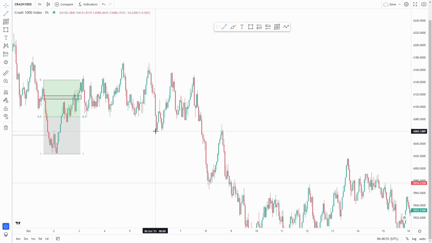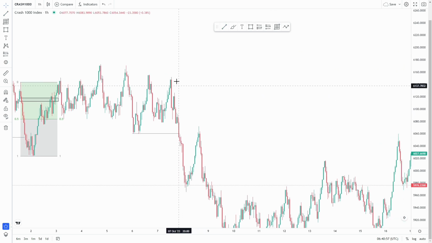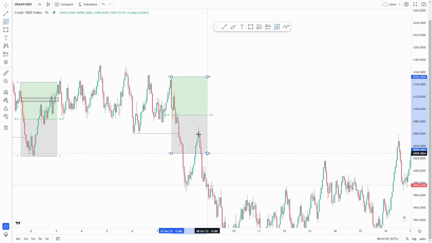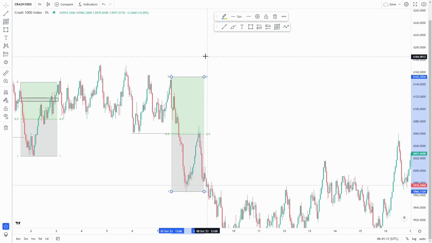we broke this low. Where's our most recent valid high? It's going to be this one here. Start measuring. Okay, price started to retrace, we tapped the 50%.